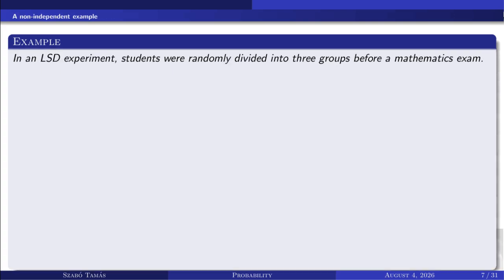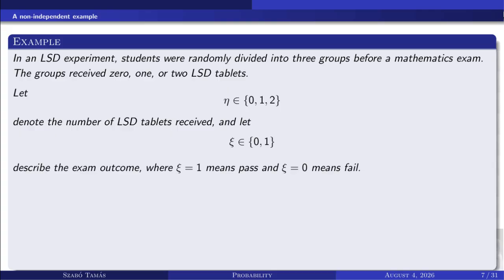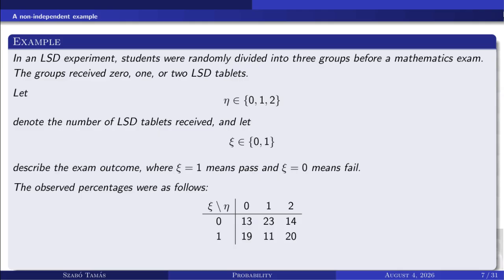Next we look at a non-independent example. In an LSD experiment, students were randomly divided into 3 groups before a mathematics exam. The groups received 0, 1 or 2 LSD tablets. Let eta be the number of LSD tablets received. Thus eta can be 0, 1 or 2. Let xi describe the exam outcome. Here xi equals 1 means pass and xi equals 0 means fail. The observed percentages are shown in the table. We ask whether the random variables xi and eta are independent.